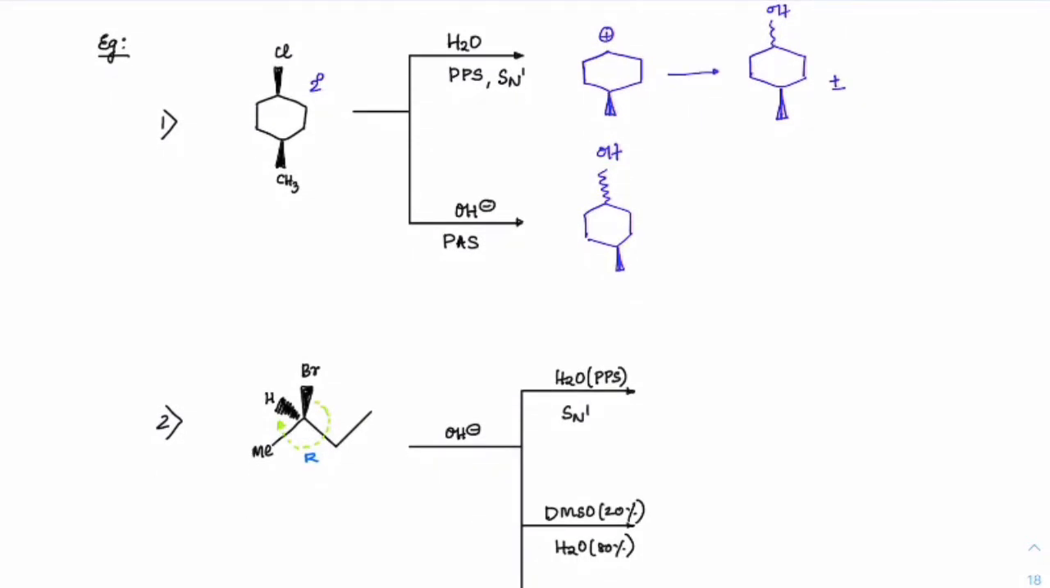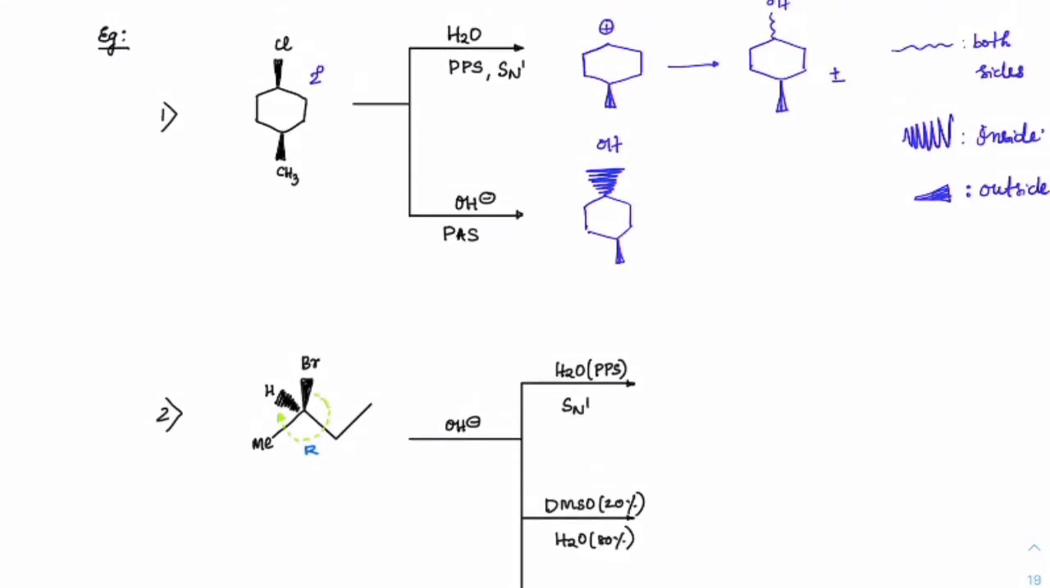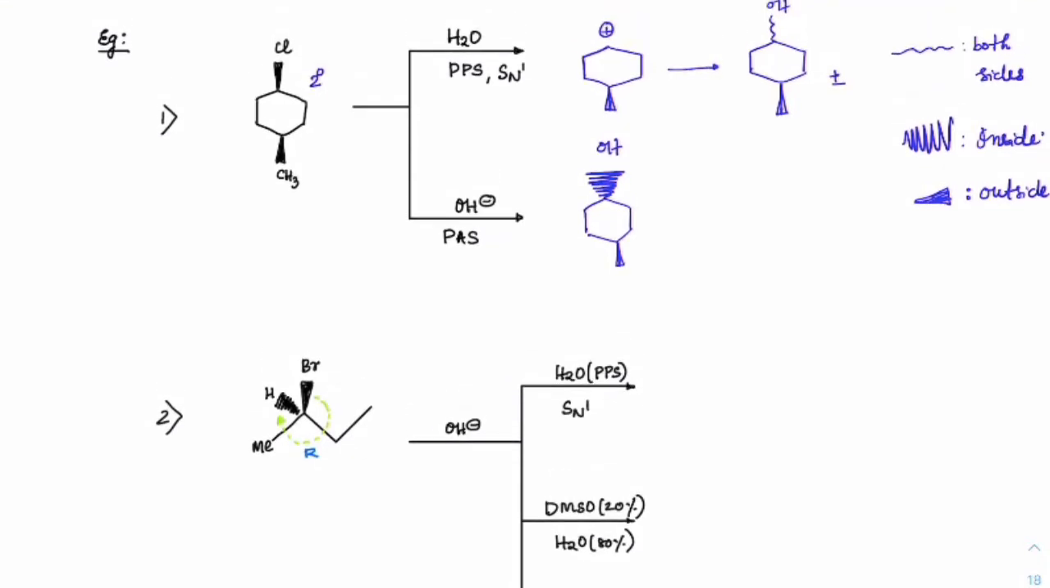See here, this ribbon means both sides, and this is wedge. This wedge means inside. This is dash wedge and this is solid wedge, outside the plane. Make a note of that.